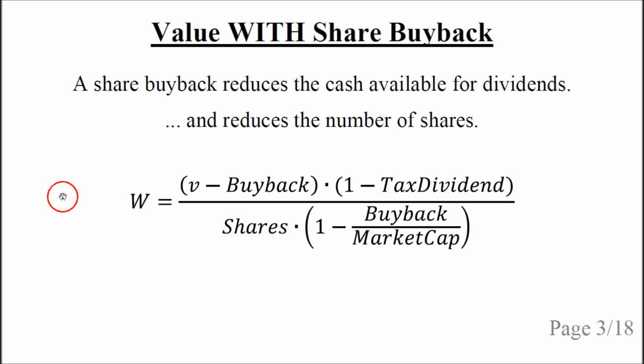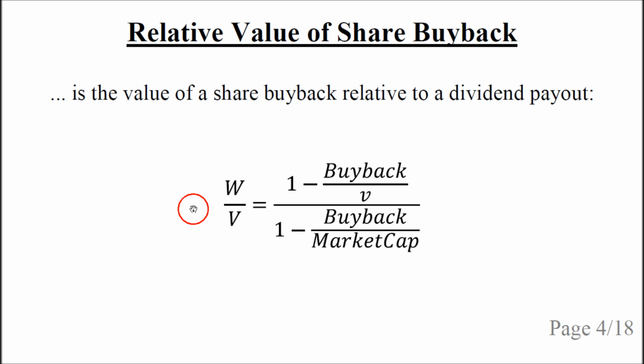The value with a share buyback is defined as follows. The share buyback reduces the amount of cash that can be paid out as dividends, and it reduces the number of shares. The value with a share buyback after dividend tax and per share is denoted capital W. The relative value of a share buyback is found by taking the value with a share buyback, denoted capital W, and dividing by the value without a share buyback, which is denoted capital V. So we take the definitions from the previous slides and we reduce and we get this formula here.